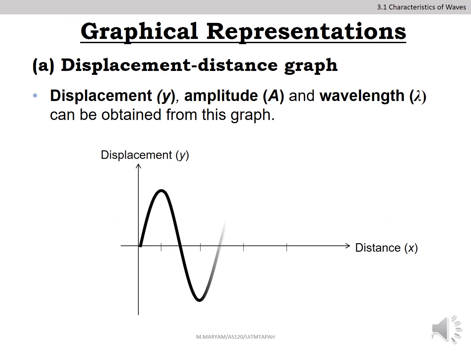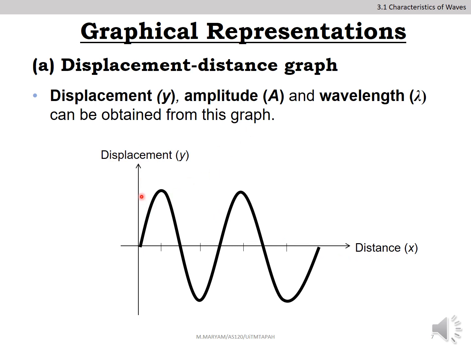So now let's look at the graphical representation. There are two types of graph in this chapter for wave. First one is the displacement versus distance graph. From the graph here, we can obtain three parameters. First one is displacement y, as you can see, displacement versus distance. So y, and amplitude is A.